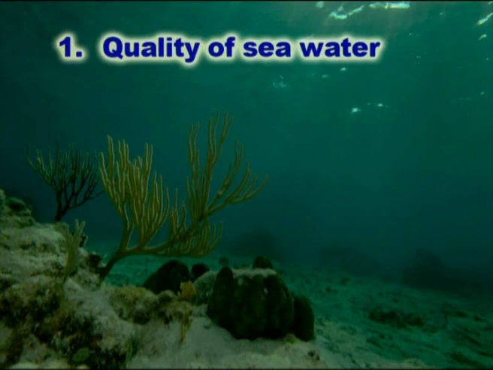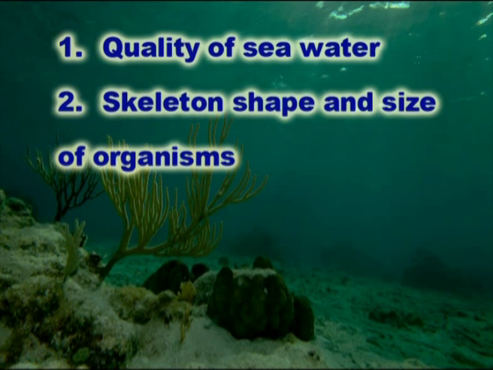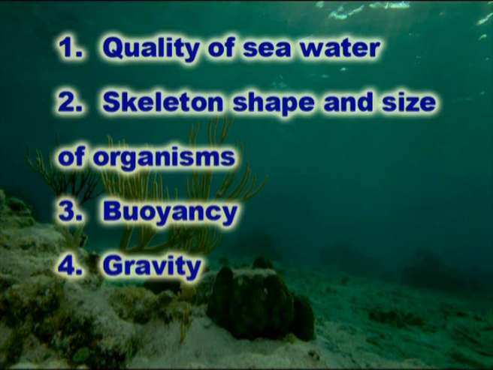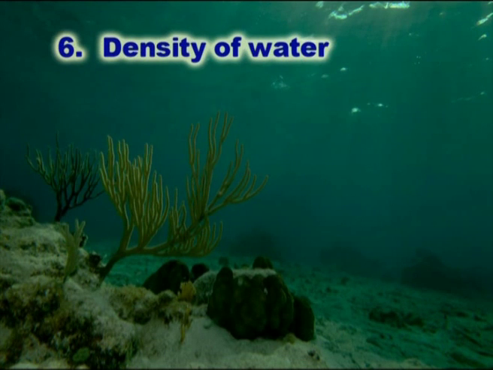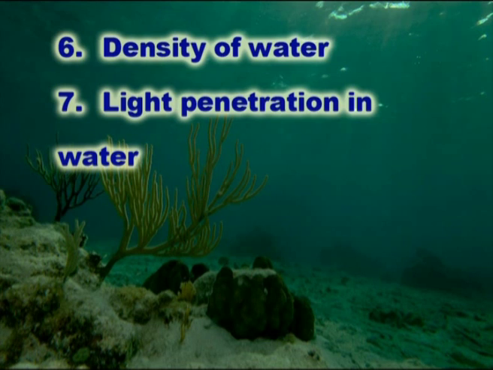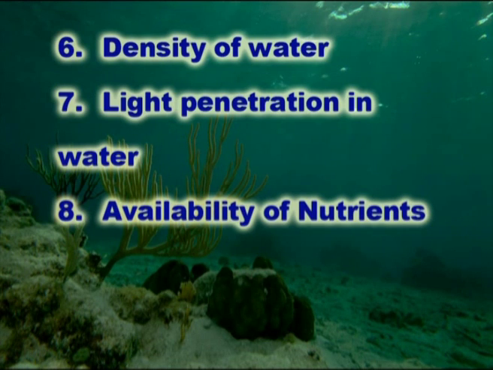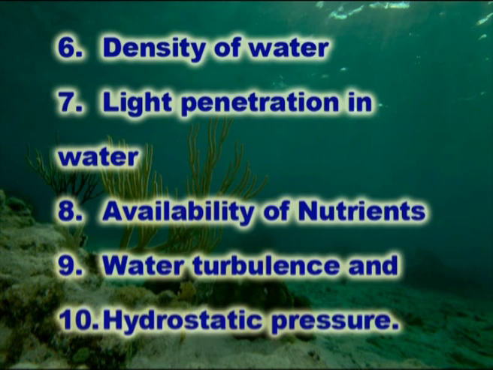The following are the properties affecting the life in the seas and oceans: the quality of seawater, the skeleton shape and size of the organisms, buoyancy, gravity, temperature of water, density of water, light penetration in water, availability of nutrients, water turbulence and the hydrostatic pressure. Marine environments have altogether different kinds of physical conditions for life to survive.